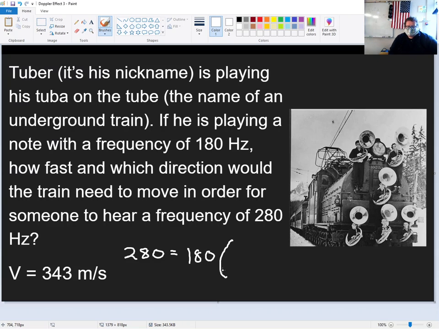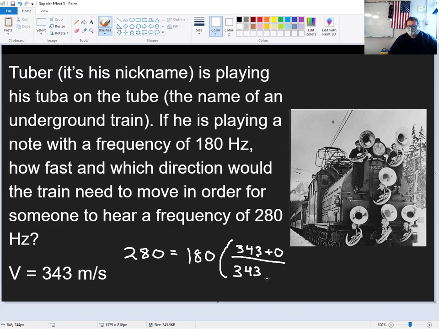Times, again, the speed of sound is 343. The top is the observer. The observer's not moving, so just like on all the other problems, it's just going to be 343 plus 0. Or minus 0 if you're so inclined. That's kind of like a half empty, half full thing. If you're an optimist, you add. If you're a pessimist, you subtract the 0. And then on the bottom, we have again 343. That's the speed of the wave.